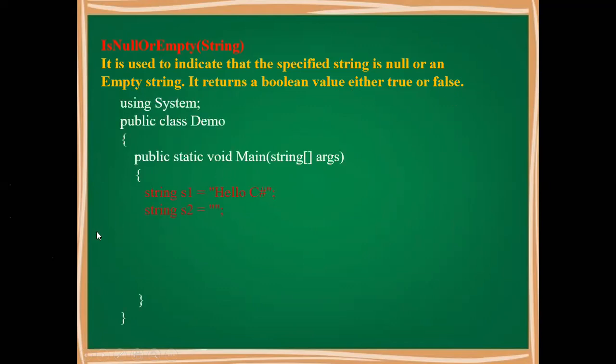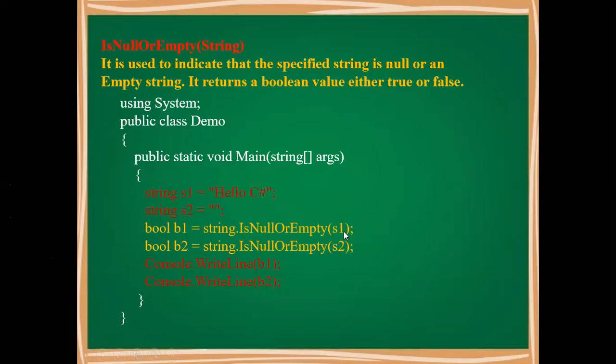So here, check hello C sharp string s1. It is not empty. It is not null. So it will give you false because it is checking for emptiness. But empty है क्या नहीं, तो it will give you false. And s2, it is already empty, so it will give you true. So how to access that function? Just check, because it returns a Boolean value. Okay, so we are just writing string.IsNullOrEmpty(s1).